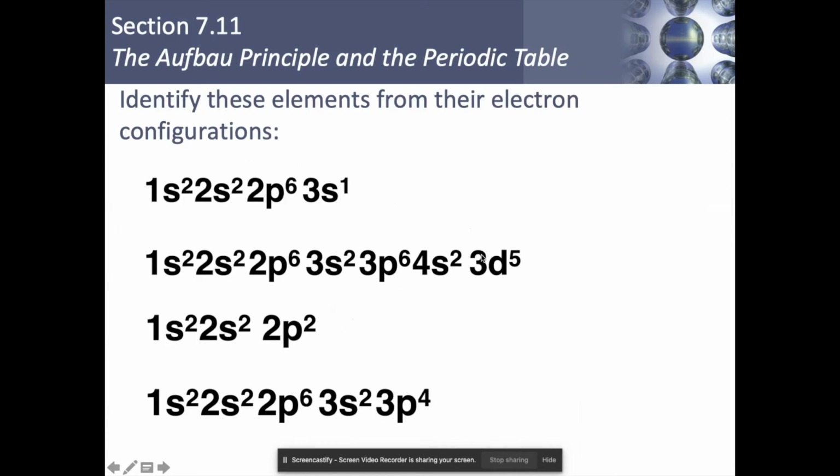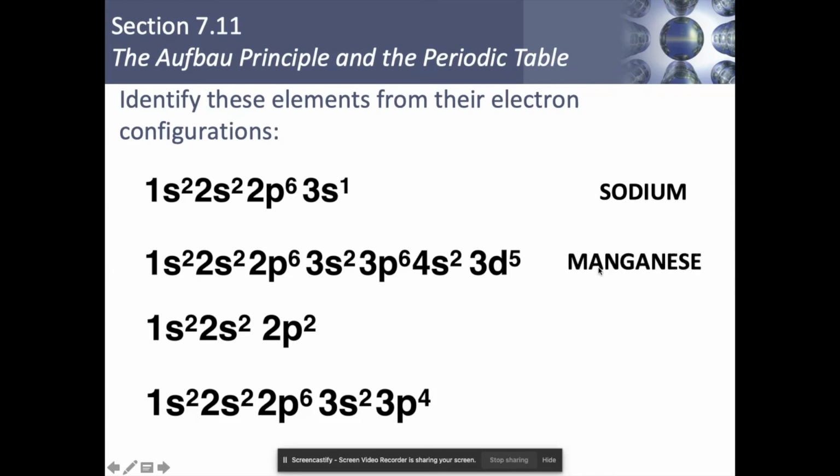And so here are some electron configurations. Can you use your periodic table to determine what the actual identity is of these elements in their ground state? All right, let's take a look at this first one. That would be sodium. Again, 2, 2, 6, 1, that's 11. So number 11 on the periodic table is sodium. Here we go. Okay, add all those together.